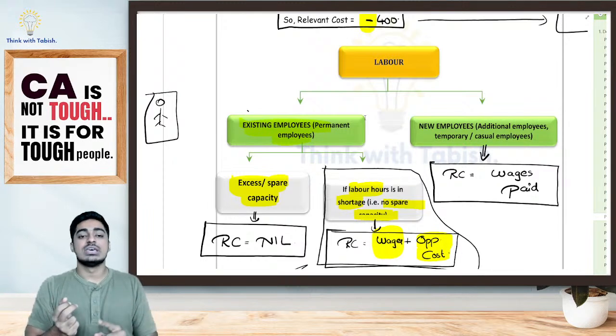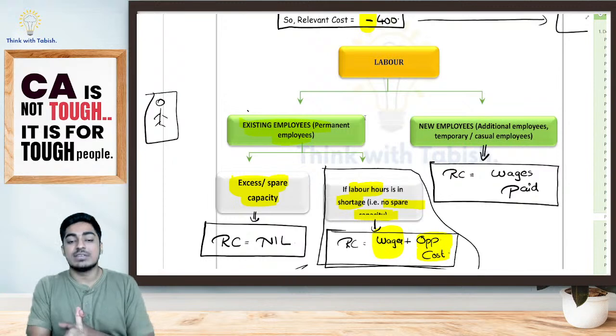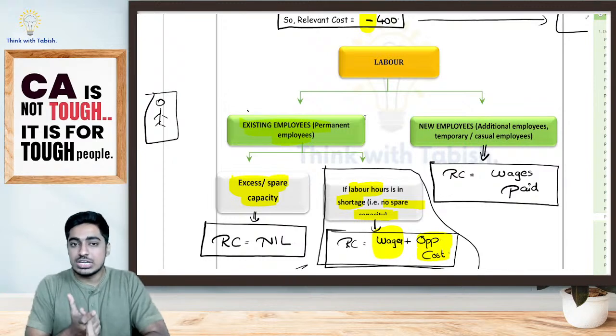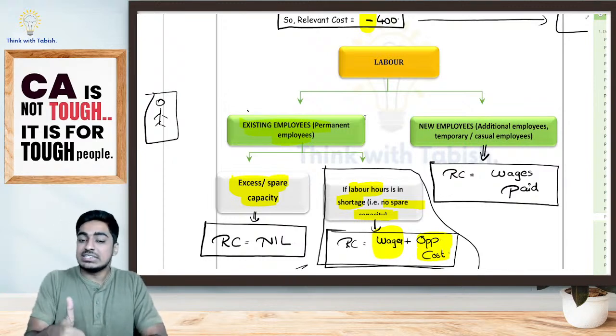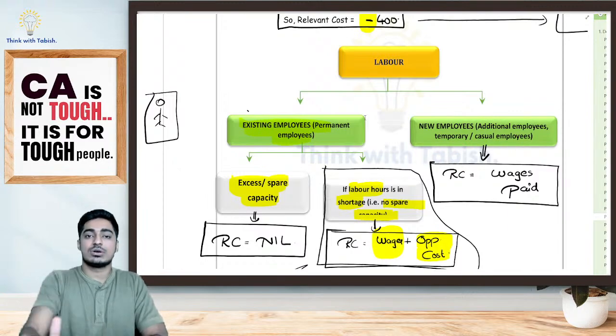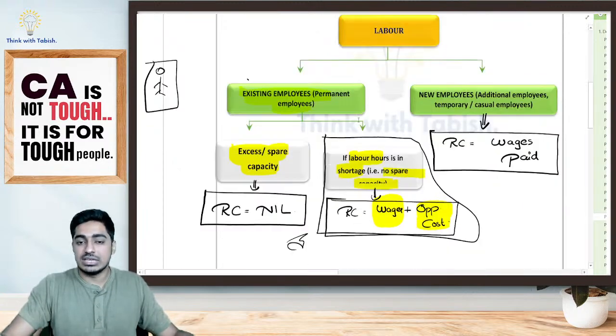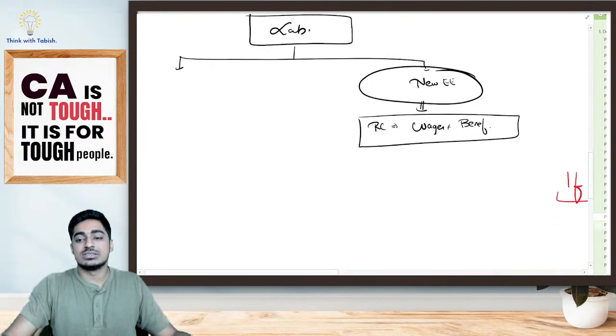Is it clear, students? From my existing employees, I am getting the work done and the labor hours is in shortage. Relevant cost is the wages plus the opportunity cost. Logic is clear. Should we continue, students?